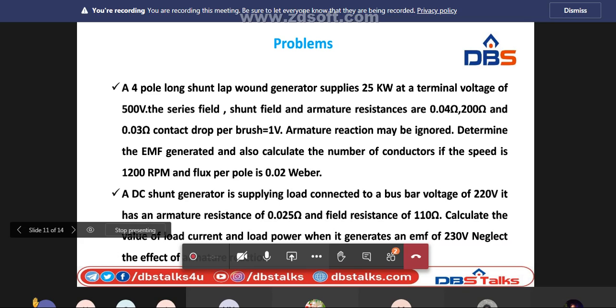Now write the series field resistance RSC is equal to 0.04 ohm. RSH is equal to 200 ohm and RA is equal to 0.03 ohm, right? Already in theory I explained shunt field resistance is high, that is 100 to 300. Series field is low, that is less than 1 ohm, right? So like that. And determine the EMF generated.